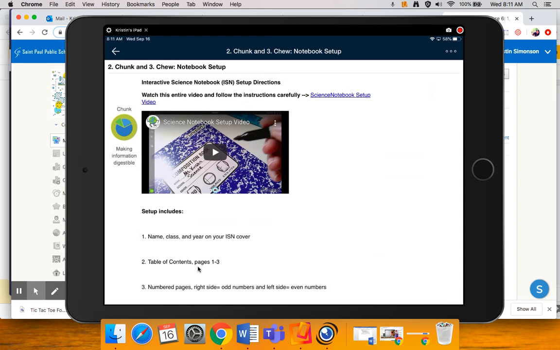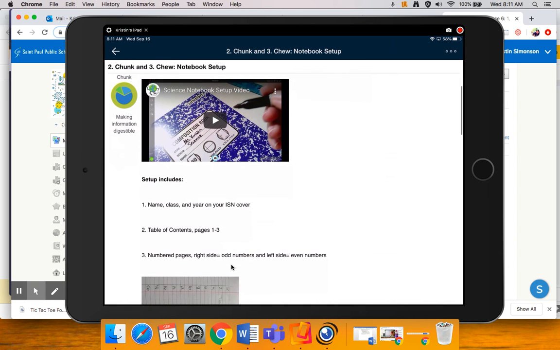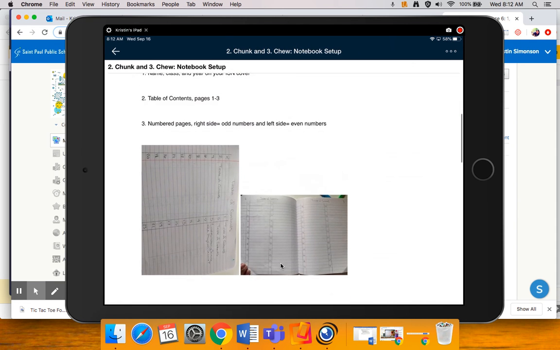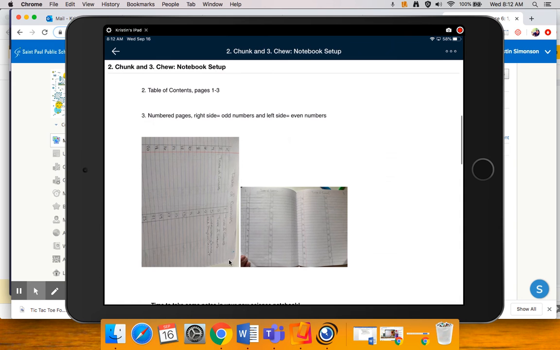Then we're going to set up our table of contents, which is going to be pages 1 through 3 in our notebook. And we're going to number our pages. Make sure the right side has the odd numbers and the left side of your notebook has the even numbers. We use every page in our notebook, front and back. And you can see I've included some pictures of my table of contents.